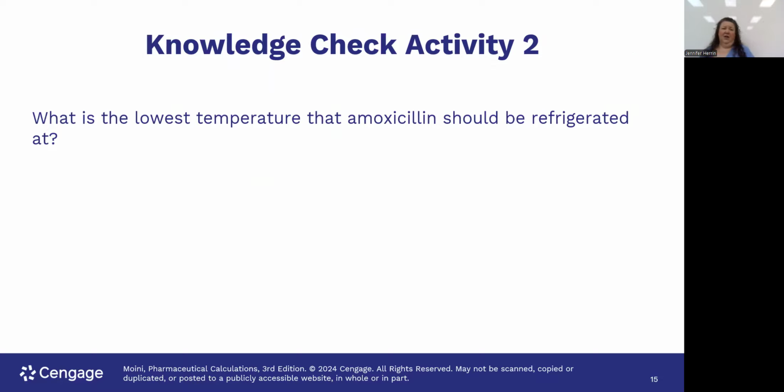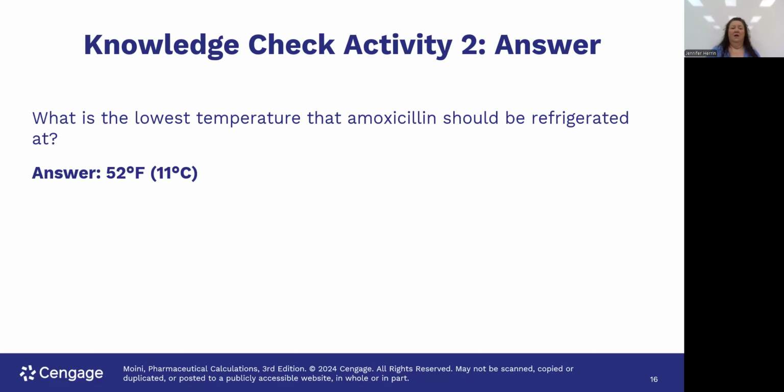So we're given a knowledge check activity here. What is the lowest temperature that amoxicillin should be refrigerated at? Give you just a moment. And hopefully you came up with 52 degrees Fahrenheit or 11 degrees Celsius, because I just covered that in a PowerPoint slide or two back.